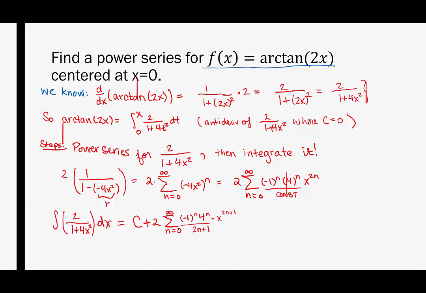Now we know that we want the antiderivative where c is 0, because that's the way that we're going to obtain the right overall result, because we need the value of this series to be 0 when x is 0. So this implies that f of x equals arctan of 2x is equal to the series, n equals 0 to infinity, 2 times (negative 4) to the n times x to the 2n plus 1, over 2n plus 1.